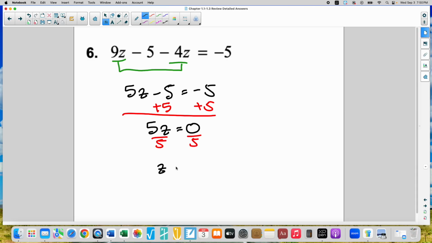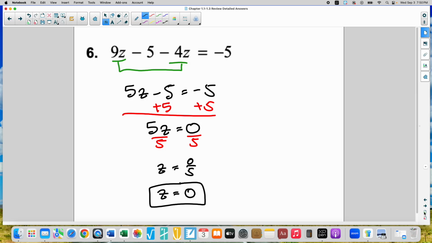And z equals 0 over 5. Now you need to understand that 0 over 5 can be simplified. 0 over 5 is equal to 0. Not 5, not 1. It's equal to 0.